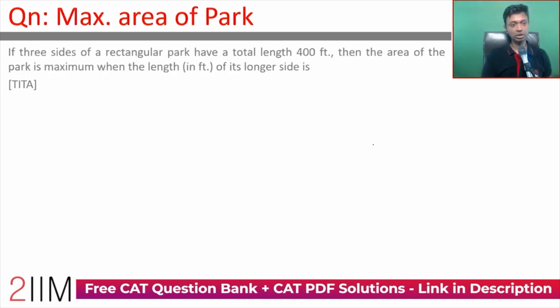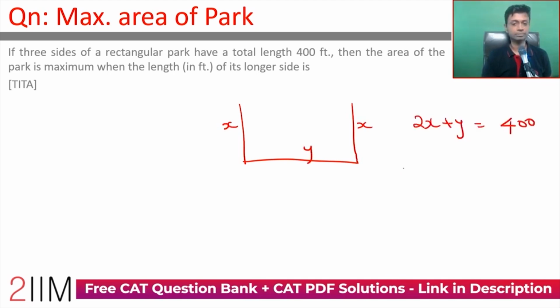Done. If three sides of a rectangular park have a total length of 400 feet, then the area of the park is maximum when the length of its longer side is. And so wonderful. Three sides are given. Let's say x, this will be x, this is y. 2x plus y is 400.